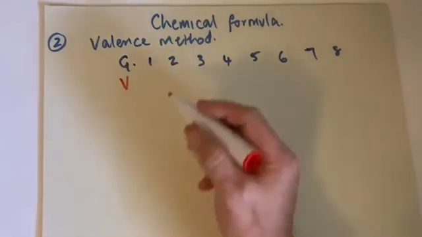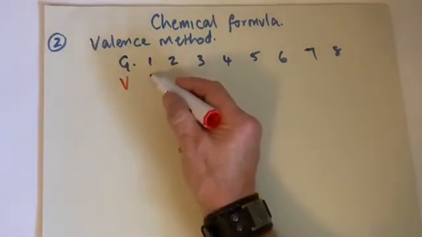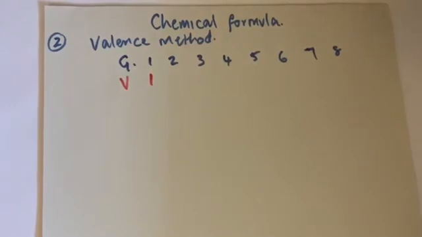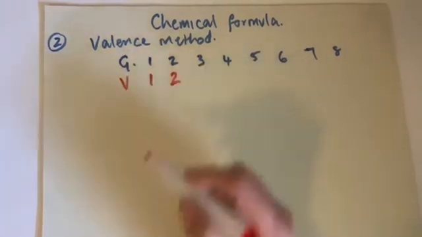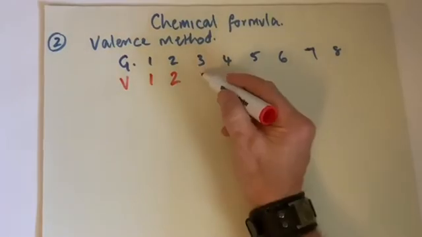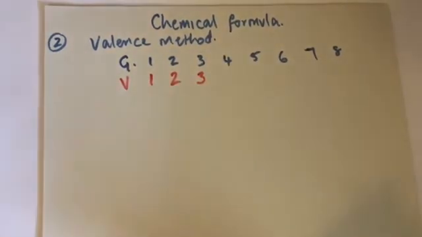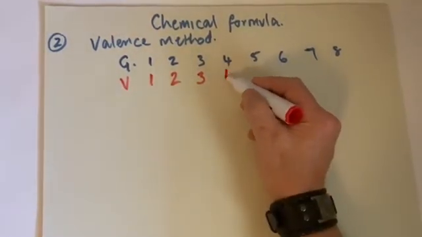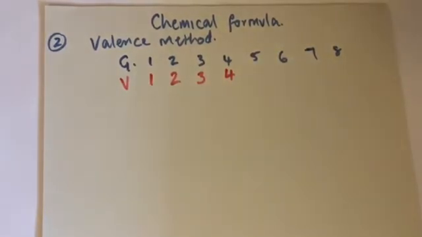And you need to remember that it's easier to lose 1 than what it would be to gain 7 to make up the full outer shell. An outer shell needs 8. It's easier to lose 2 than what it would be to gain 6. Easier to lose 3, and so on. 4 doesn't make any real difference one way or the other.